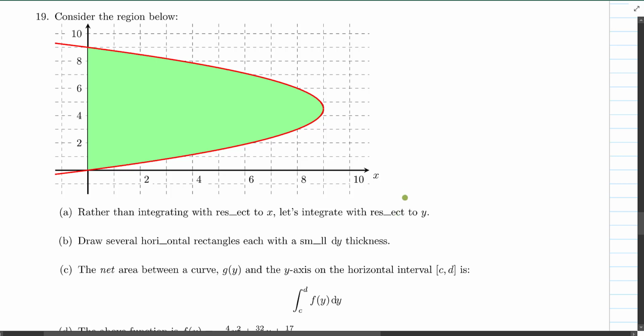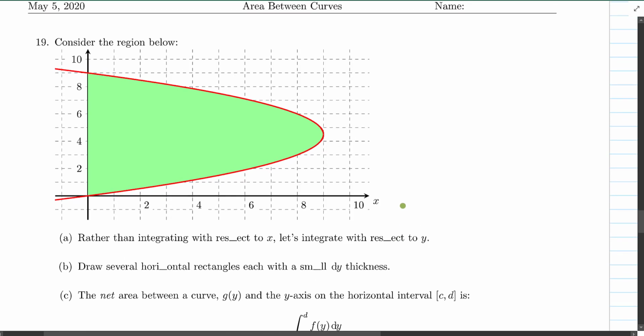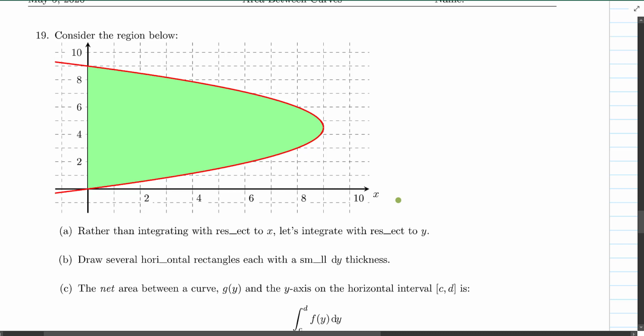Okay, folks, so what we'd like to do now is look at integrating not with respect to x, but with respect to y. So rather than integrating with respect to x, we're going to integrate with respect to y. Remember before when I drew my dx thin rectangles, each one of these rectangles had a thickness of dx.